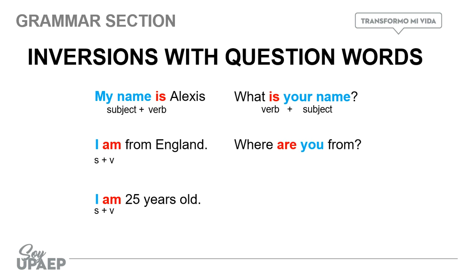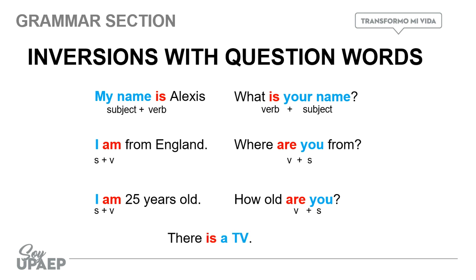Okay. Where are you from? If you notice, the verb is in the subject's place and the subject is in the verb's place, okay? It is where are you from and not where you are from, okay? So that is an inversion. In this question, again, you have how old are you? Are is the verb and you is the subject. You don't say how old you are, okay? So those are inversions. An inversion is just the movement of the verb and the subject, okay?